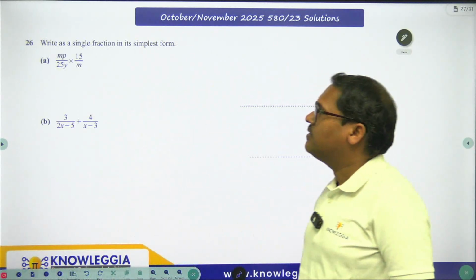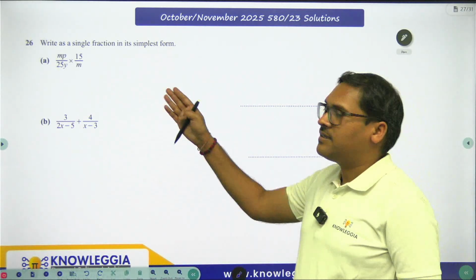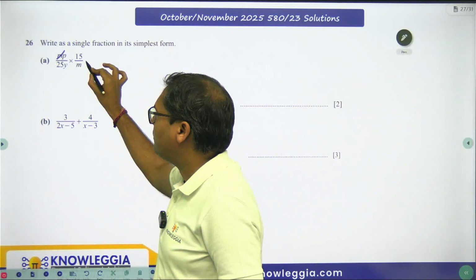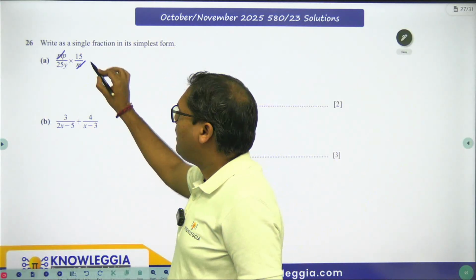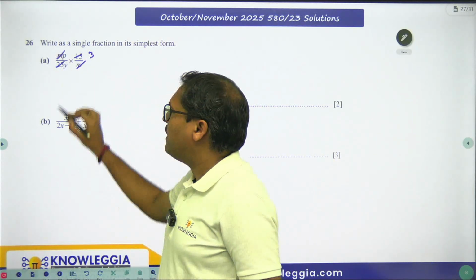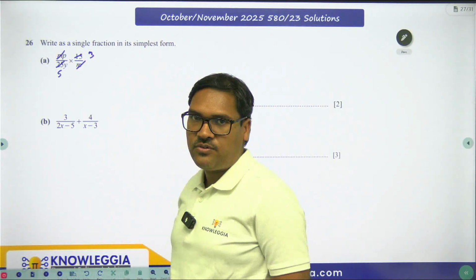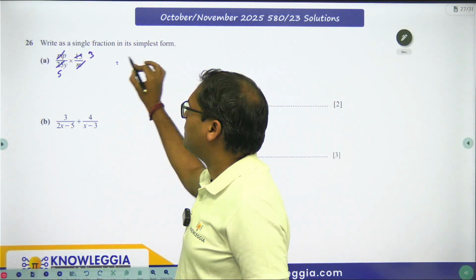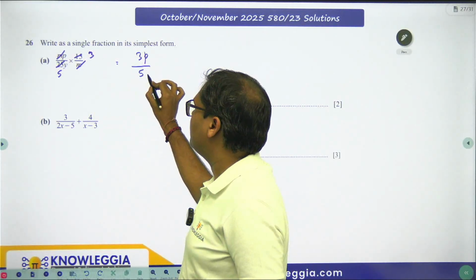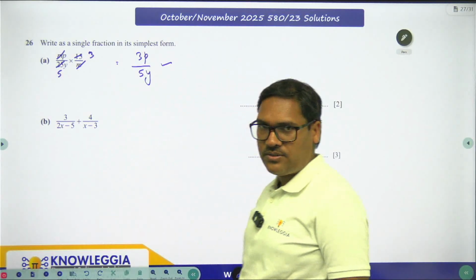Now, the next question. You have to write this as a single fraction. So here you can see this is in multiplication. So I can cancel out the common factor m and the common factor of 5. So this is 5 into 3, 15, and 5 into 5, that is 25. So what is this? This is 3p upon 5y. So this is the answer to this question.